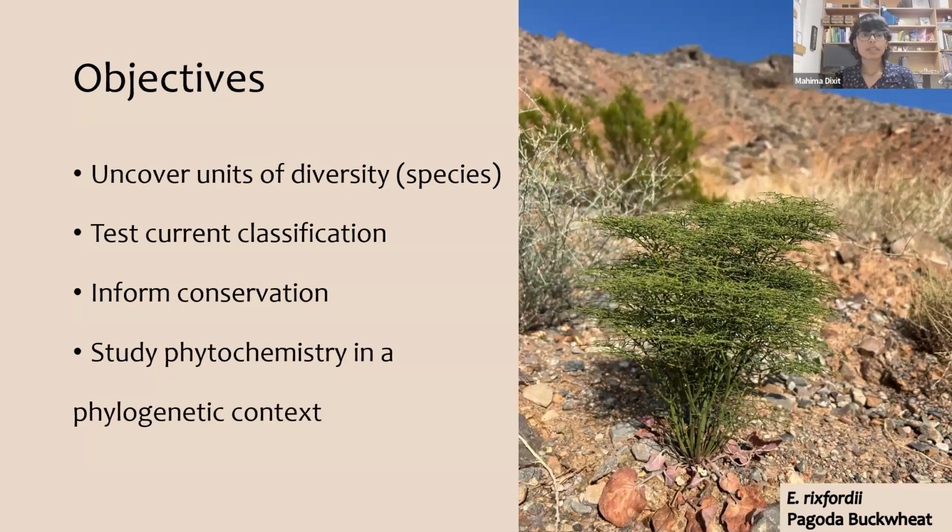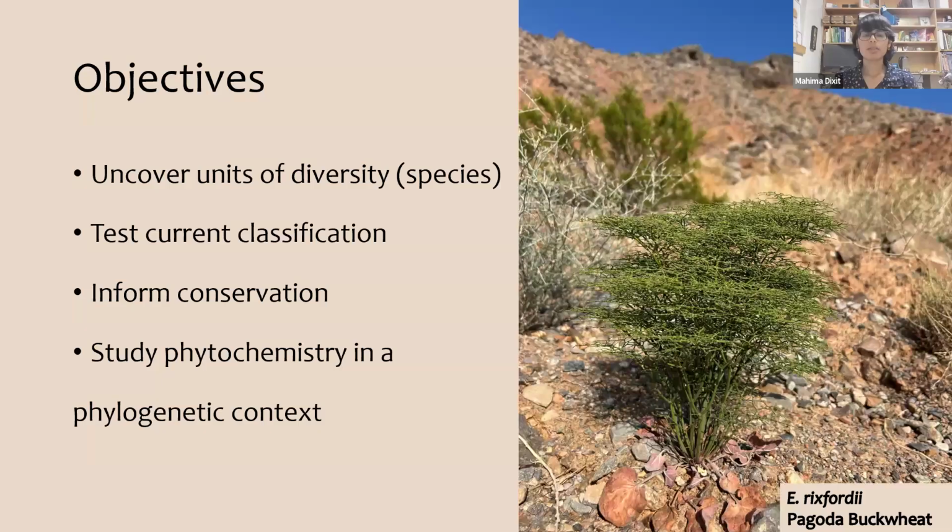And the objectives of my study can be broken down into these four main parts. And in my research, I am uncovering the units of diversity. And what this means is that I'm trying to figure out who's who in terms of the species. And I'm doing this by sampling all of the members of what is currently called the subgenus Ganysma. And with this, I'm testing the current classification. And what that means is that I'm trying to see if the current names are holding up.